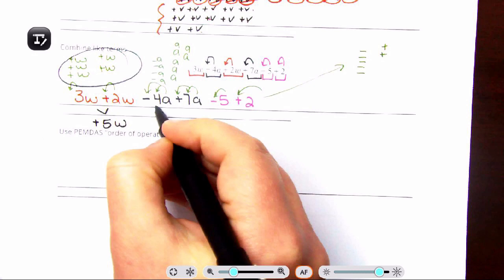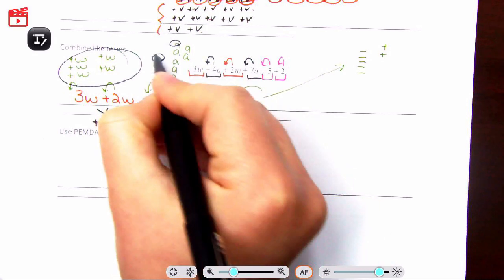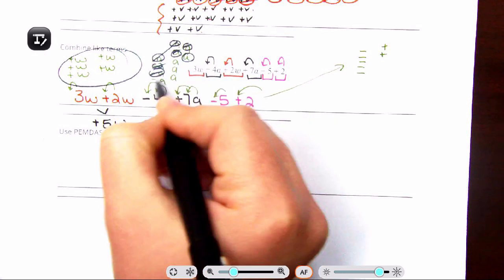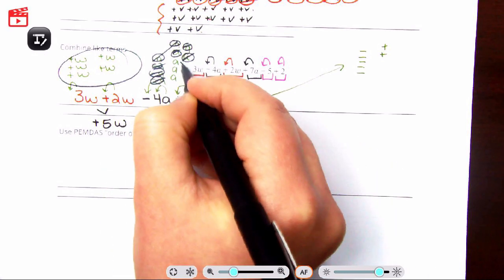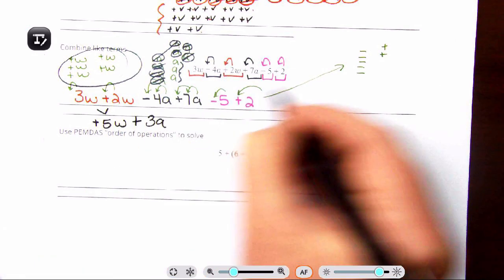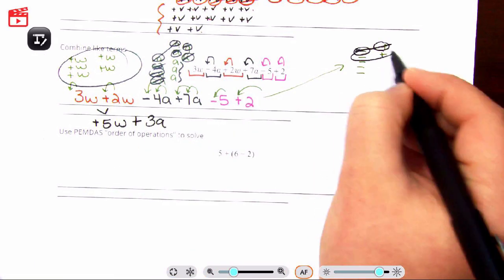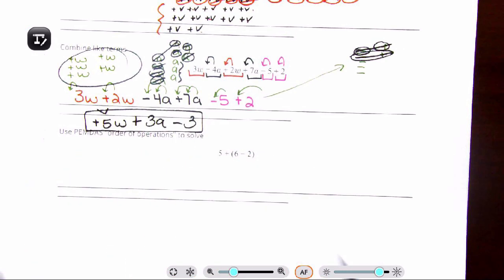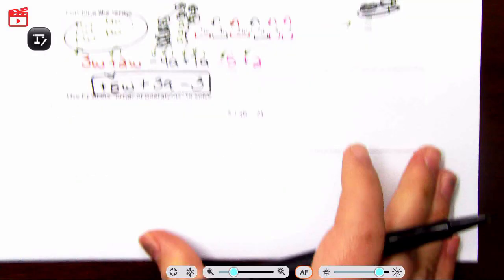Here I have a negative 4 and a positive 7, so I have 1 zero pair, 2 zero pairs, 3 zero pairs, 4 zero pairs. What am I left over with? I'm left over with 3 a's that are positive. Here I have 1 zero pair, 2 zero pairs, and I am left with a negative 3, and that is your final answer. Alrighty, let's do the next one.